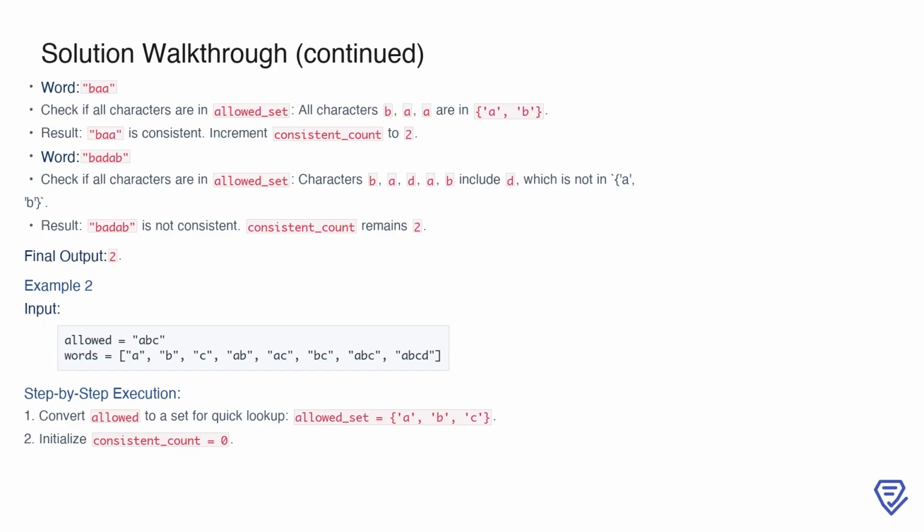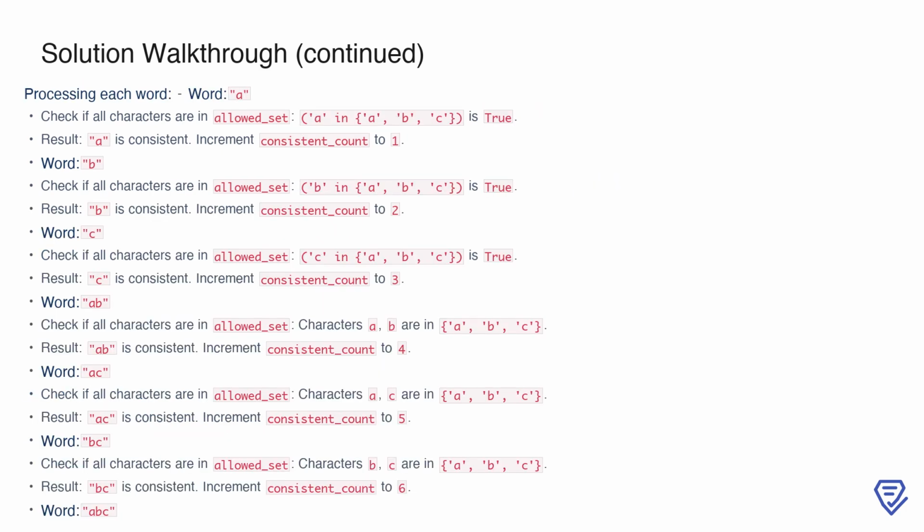Let's now look at another example. Here, the input allowed is ABC, and the words array is A, B, C, AB, AC, BC, ABC, ABCD. Once again, we start by converting allowed into a set, giving us allowed_set equals A, B, C. We reset consistent_count to 0 and begin processing each word in the list. Starting with the first word, A, we check if all of its characters are in allowed_set.